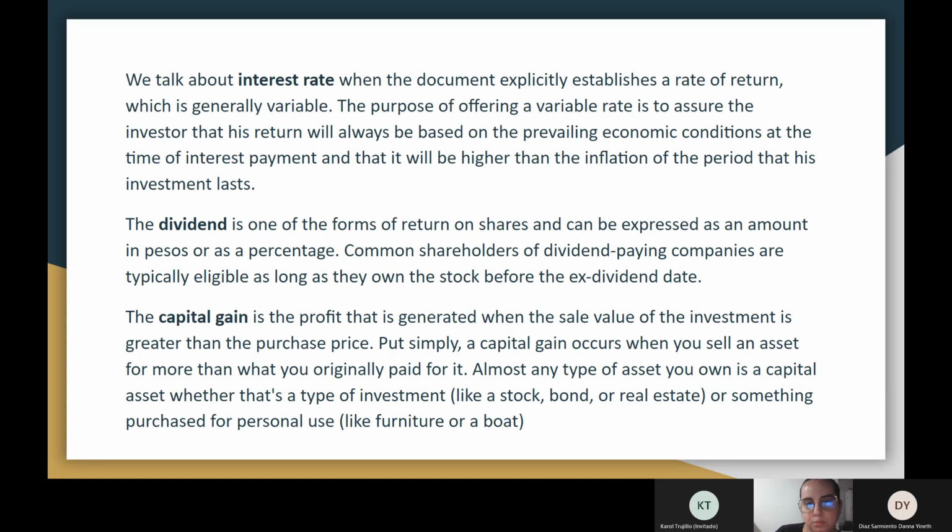Put simply, a capital gain occurs when you sell an asset for more than what you originally paid for it. Almost any type of asset you can own is a capital asset, whether it is a type of investment like a stock, bond, or real estate, or something purchased for personal use, like furniture or a boat.